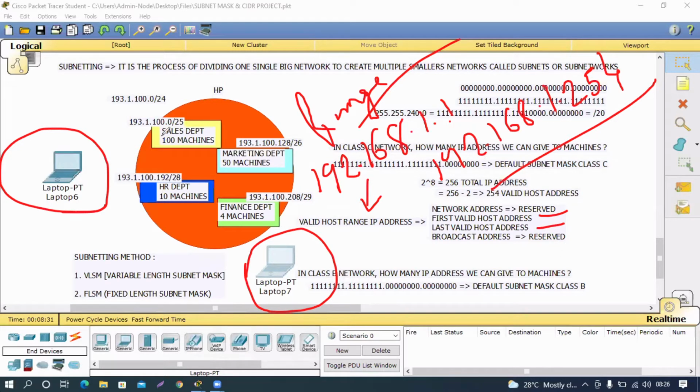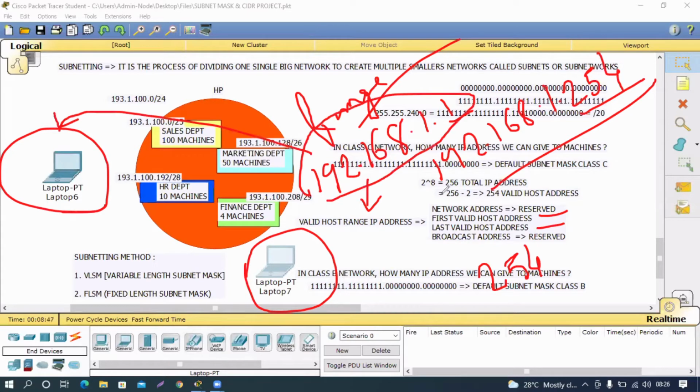So the machine to whom I'm giving this IP address is the first valid host, and the machine getting the last address, 1.254, is the last valid host. In between these, whatever addresses are there are called valid host range addresses, like 1.2, 1.3, 1.40, 1.50, like that. From 1.1 to 1.254, whatever IP addresses are there, those are called the valid host range addresses.